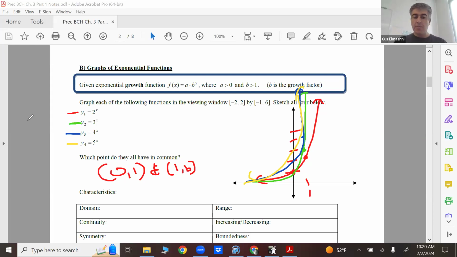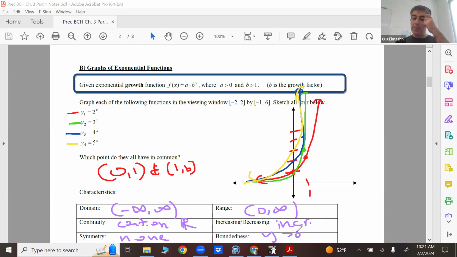The domain is all real. The range is 0 to infinity. 0 is not included. It's always increasing. It is continuous on all real numbers. There's no symmetry. The boundedness is y is greater than 0. You can't go below 0 for y. That's called boundedness.